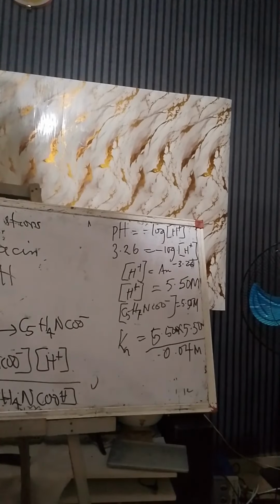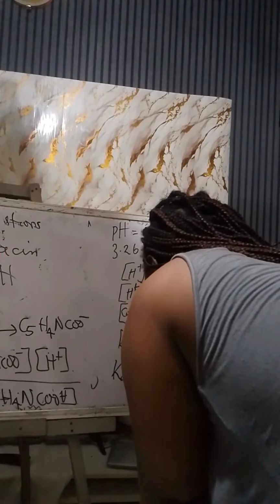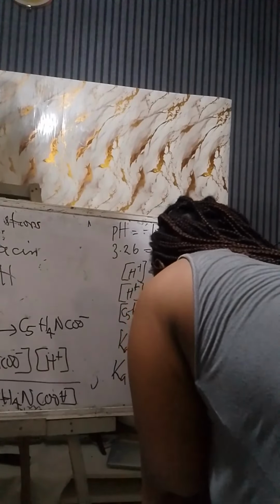So that is the final answer. Ka is equal to 7.56 times 10 raised to the power minus 6. Remember that Ka does not have a unit because it's an equilibrium constant.